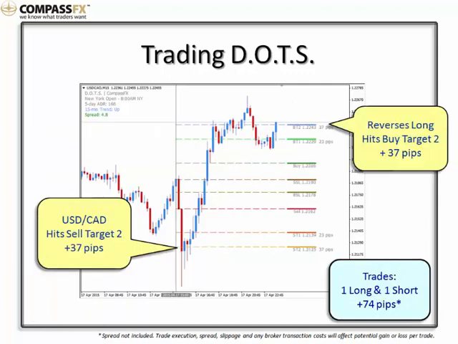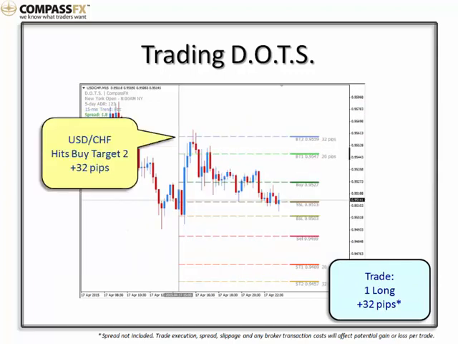Another trade. This was a beautiful trade with the dollar CAD. You can see that the market moved down and hit the sell target number 2 level, reversed, and pushed up to the buy target number 2 level, and we end up with one long and one short trade for 74 pips. We're not done yet. One more trade here where the market literally moved up, broke the buy entry level, and pushed all the way up to the buy target number 2 for another 32 pips.